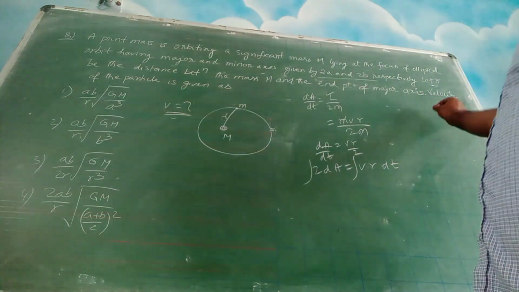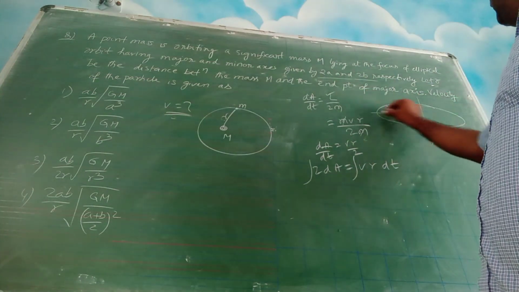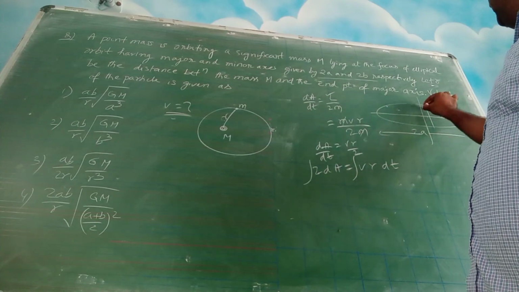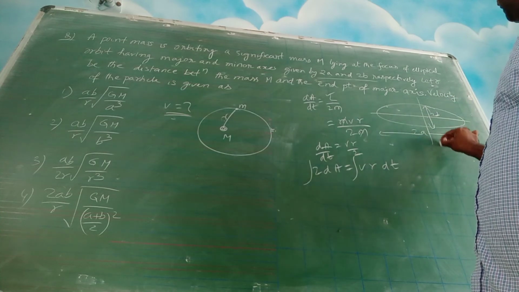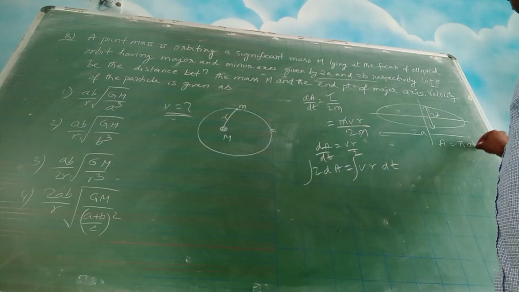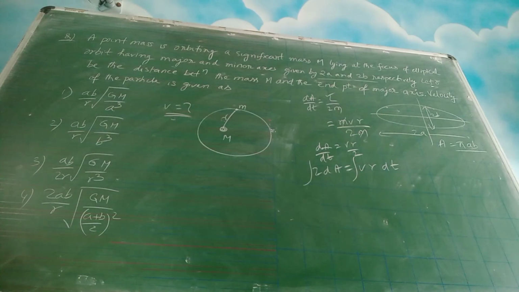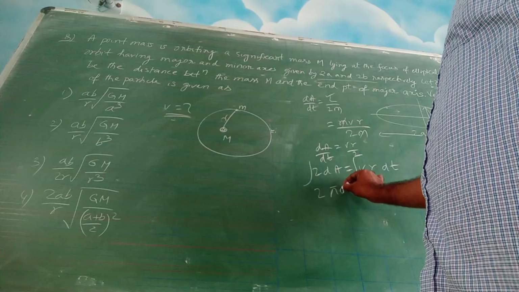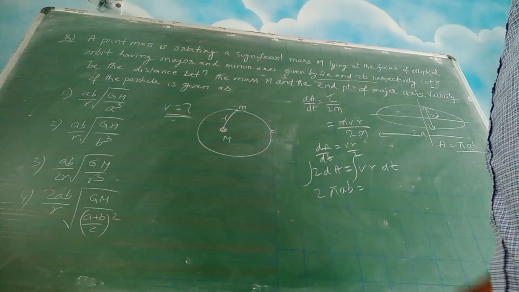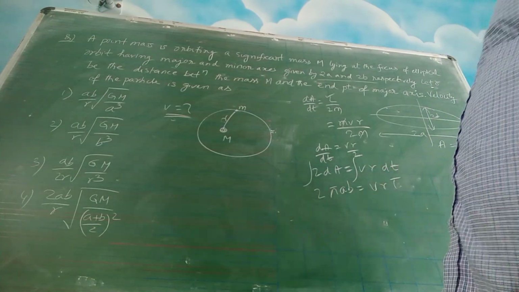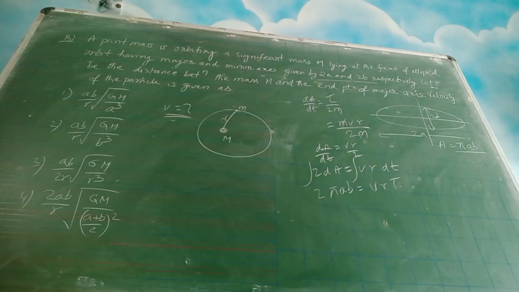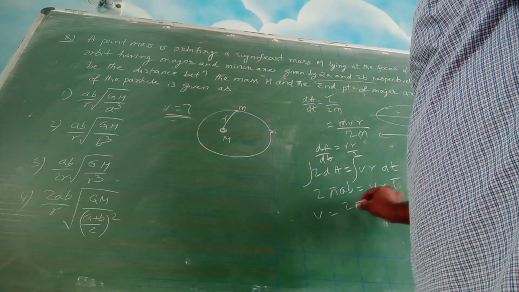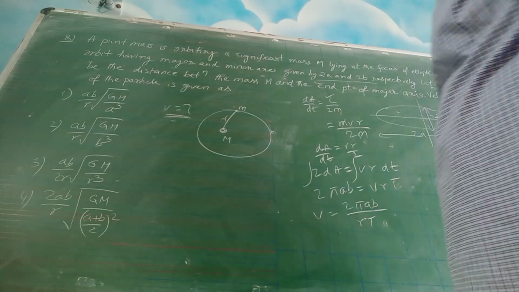So remember that when there is an ellipse given like this, and this is 2a, your major axis, and 2b, minor axis, this area is pi times ab. Just remember this. So when you integrate, the total area you get is pi ab. Pi ab is equal to vr into T. So from here, v will be equal to 2 pi ab divided by r multiplied by T.